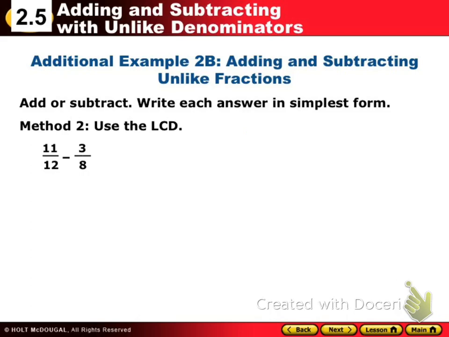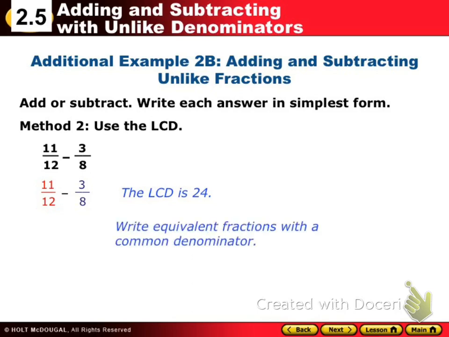All right, so here we're going to do the lowest common denominator. Since the lowest common denominator between 12 and 8 is 24, we're going to rewrite the fractions with a common denominator. We know that for the first fraction, 11/12, 12 times 2, so we can take 11 times 2. And then for the second fraction, 8 times 3, so we can take 3 times 3. So write with a common denominator, and you get 22/24 minus 9/24.